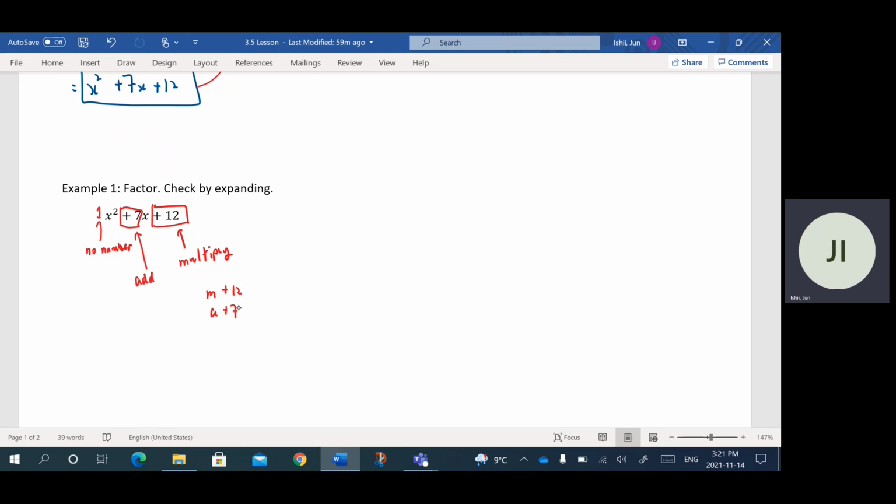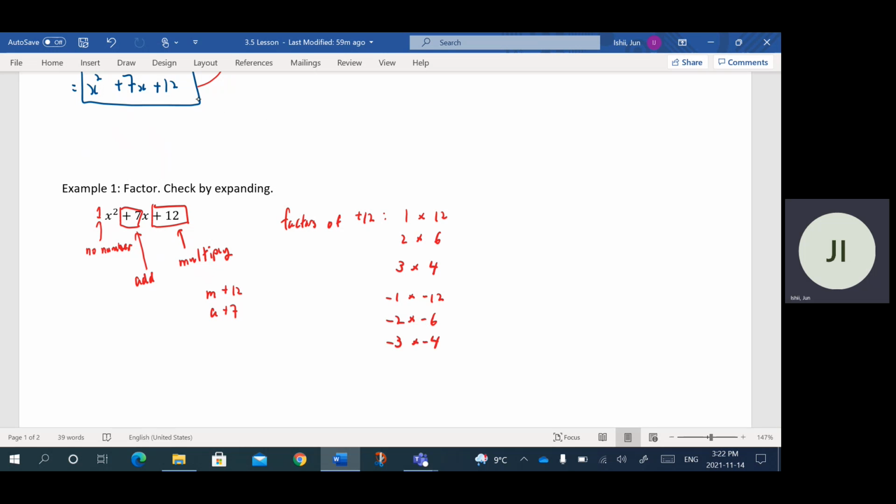Now, if you can't figure this out off the top of your head, like two numbers that multiply to 12 and add to 7, what you can do is list off the factors of the number you're looking to multiply to. So in this case, positive 12. The factors of 12: we can have 1 times 12, obviously, 2 times 6, and 3 times 4. And technically, we also have negative 1 times negative 12, negative 2 times negative 6, and negative 3 times negative 4.